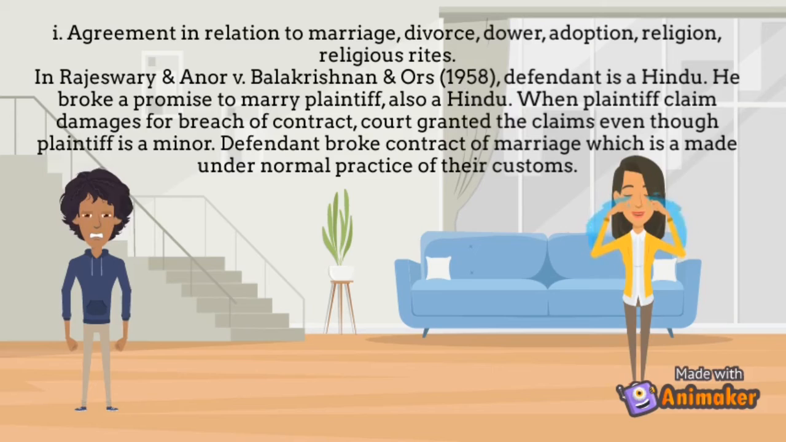1. Agreement in relation to marriage, divorce, dower, adoption, religion, religious rights. In Rajeswari & Anor v. Balakrishnan & Ors, 1958, the defendant is a Hindu. He broke a promise to marry the plaintiff, also a Hindu. When the plaintiff claimed damages for breach of contract, the court granted the claim even though the plaintiff is a minor. The defendant broke a contract of marriage which is made under the normal practice of their customs.